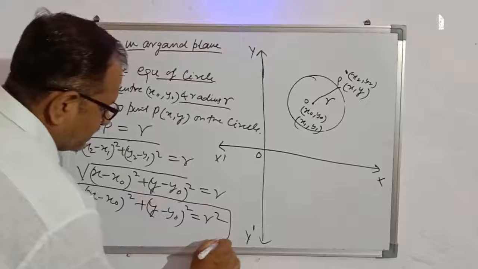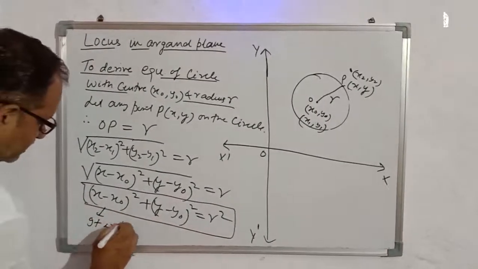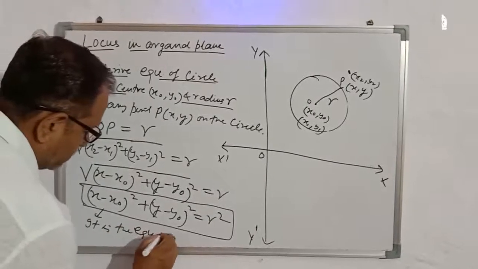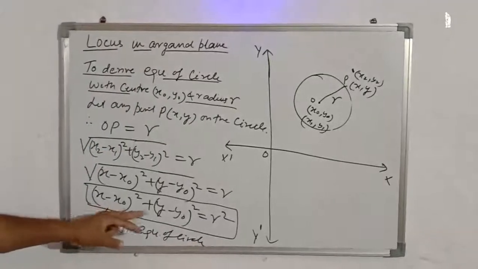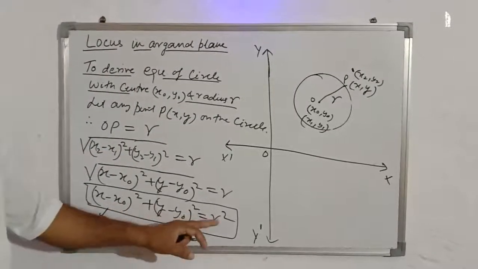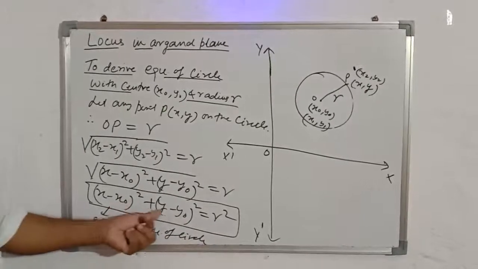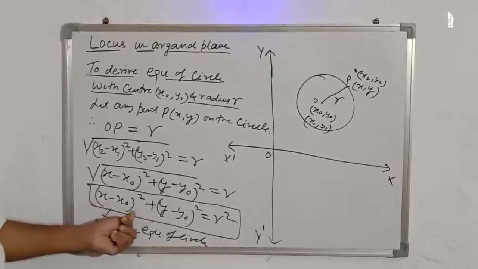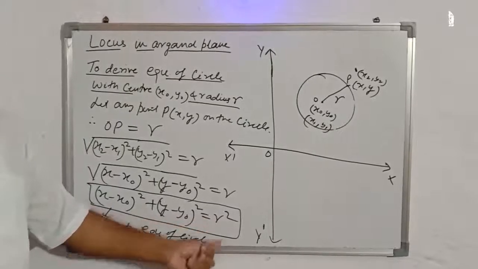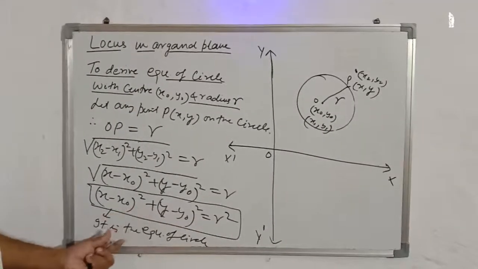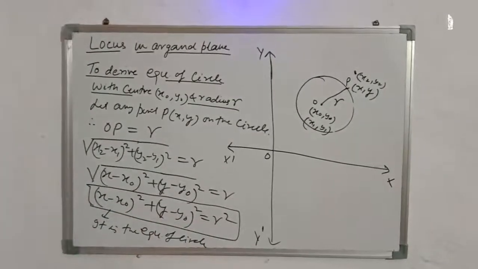This is the equation of the circle with center (x0, y0) and radius r. So you have to remember it. What is the equation of the circle? If the center is given as (x0, y0), it is (x minus x0) whole square plus (y minus y0) whole square is equal to r square, where r is the radius.